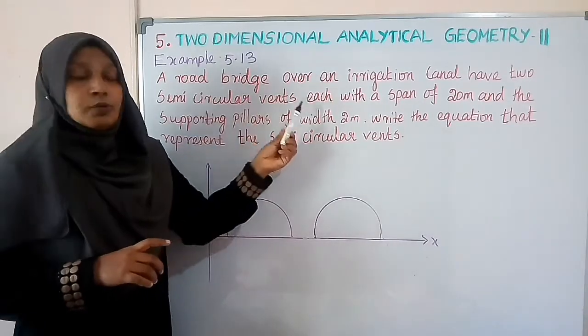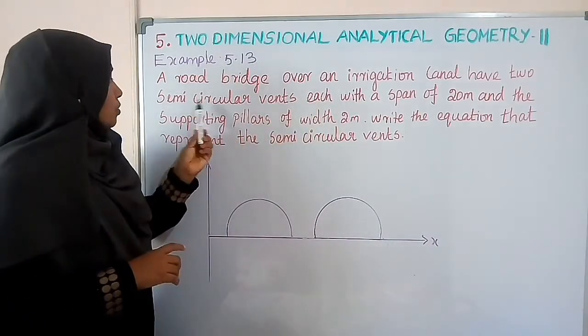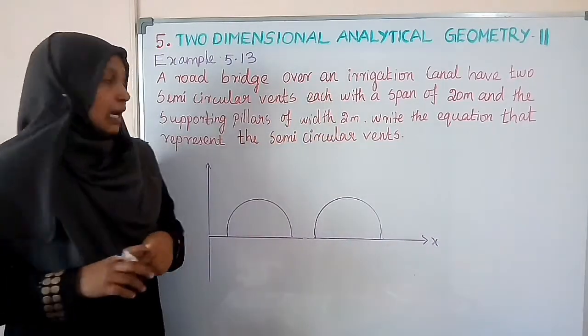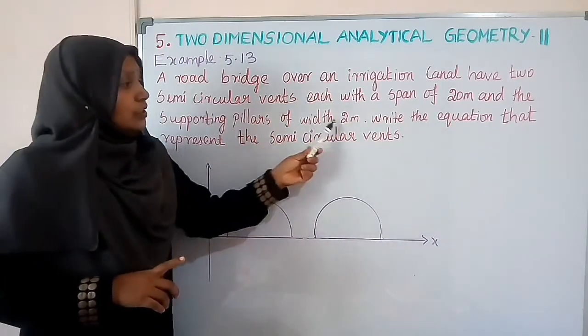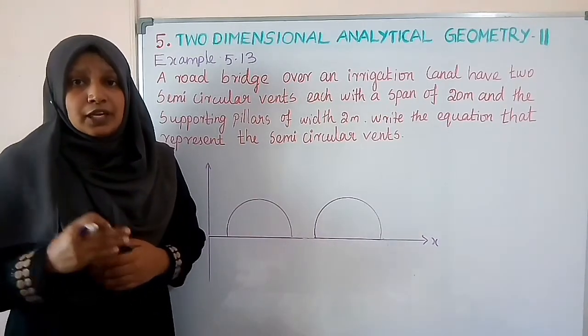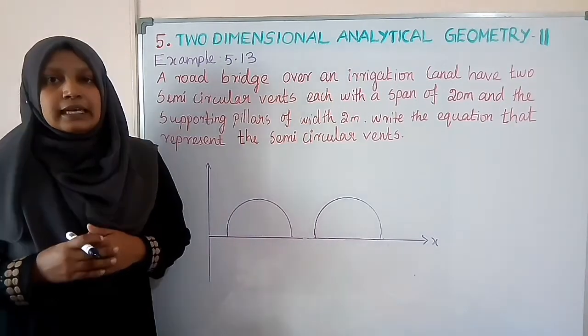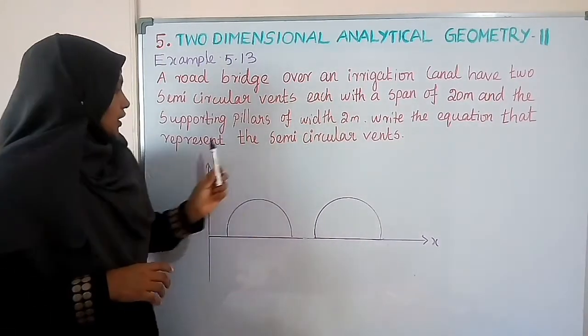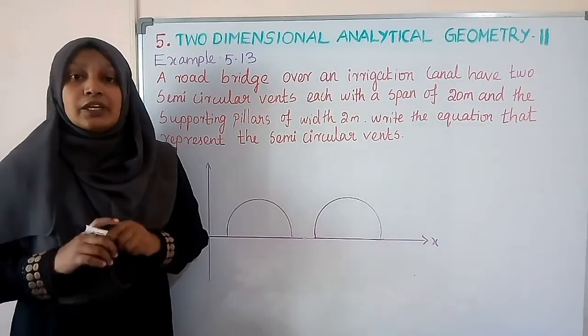A road bridge over an irrigation canal has two semicircular vents, each with a span of 20 meters and supporting pillars of width 2 meters. So already they have given a diagram also. You can refer to that diagram now. In this diagram, we have to write the equation that represents the semicircular vents.